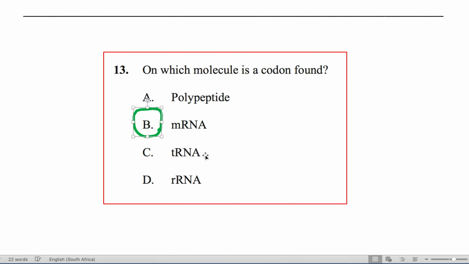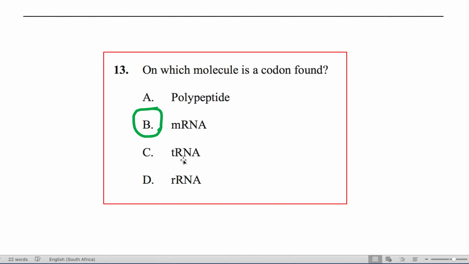They are not on tRNA, because tRNA will have the anticodons. tRNA will have the anticodons that will bind to the codons of the mRNA. Again, if you don't understand what I'm talking about, you have to check out the video for this to make sense. And rRNA, for those of you who don't know, stands for ribosomal RNA. So this is the RNA that will go and make a ribosome.